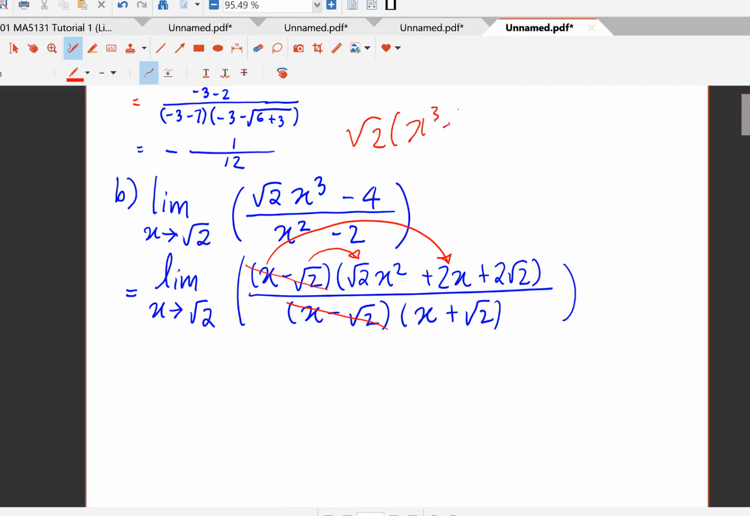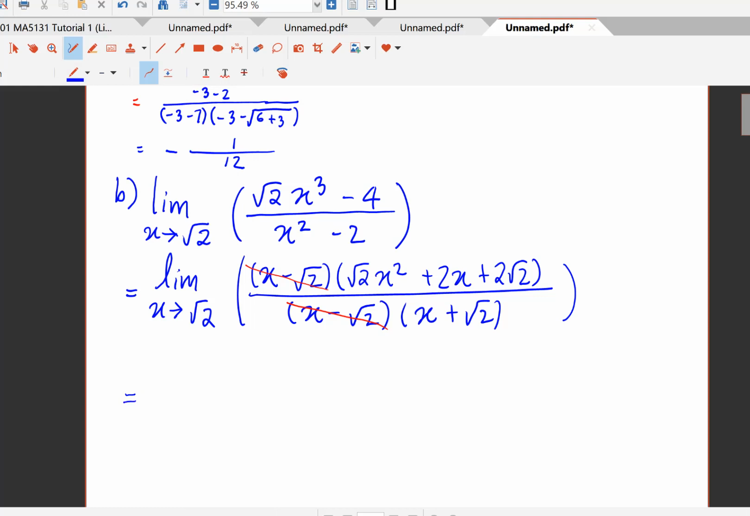cubed, right, has a known factorization formula. Yep, it's true. Okay. Now having done so, we now want to press on to actually calculate the limit.